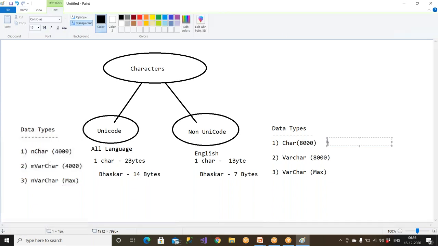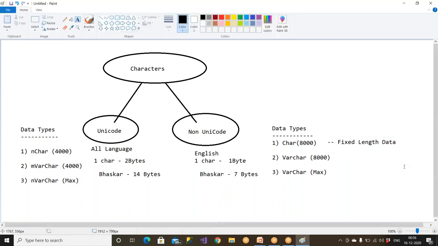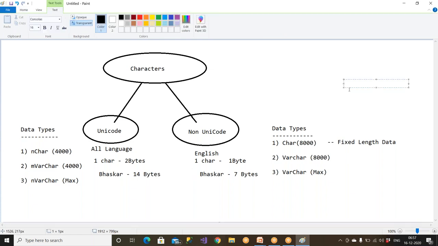So the question is, if you have fixed length data, when should you go in for char or nchar data? Fixed data length means the length will not change. Clear? For example, my phone number or my postal code. Indian postal codes have only six numbers.